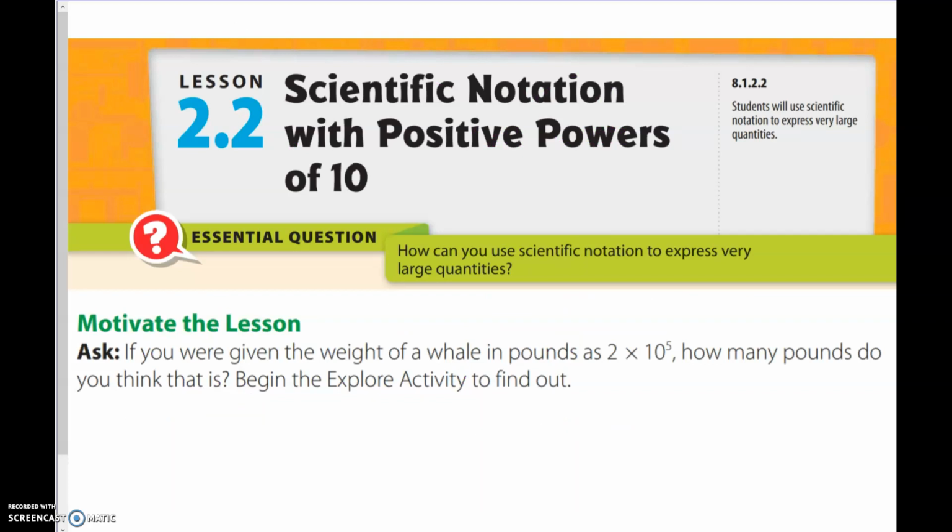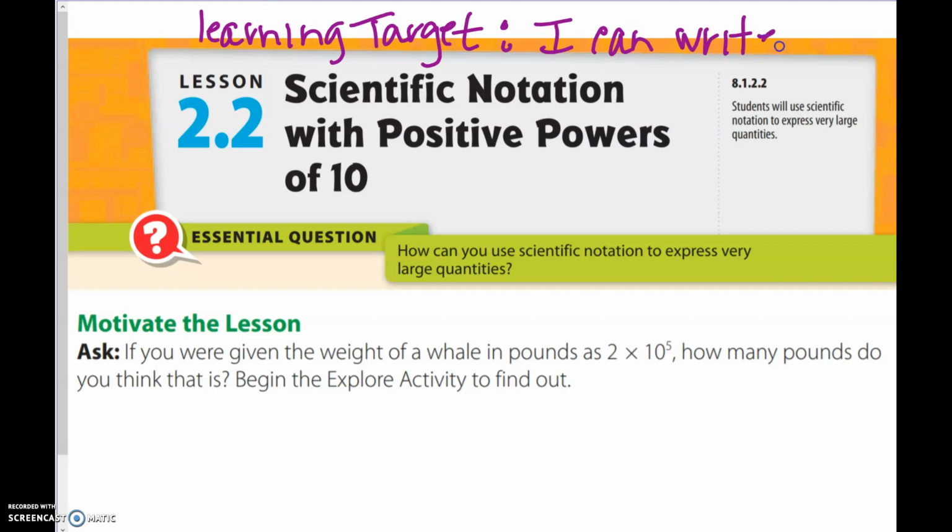So our learning target for today is: I can write large numbers in scientific notation with positive powers of 10. So your learning target is I can write large numbers in scientific notation with positive powers of 10.